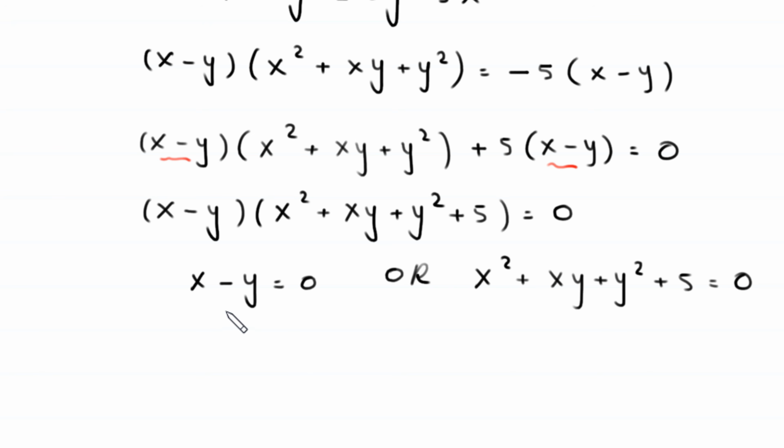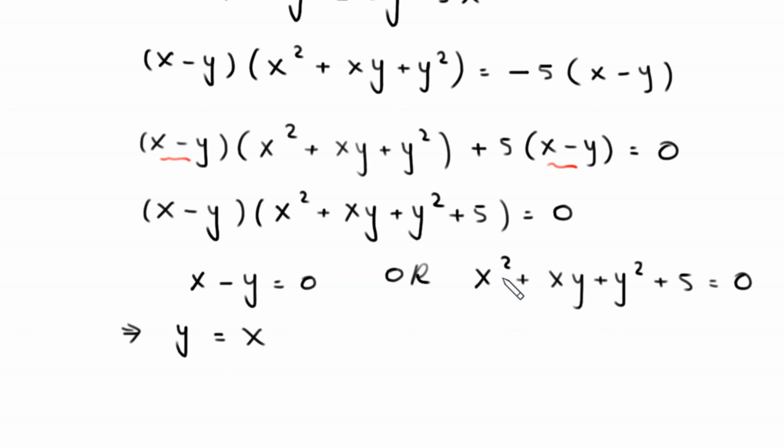From this equation, if we move this negative y to the right hand side, this implies that y is equal to x. And from this second case, we prove that this left hand side is always greater than 0. This cannot be equal to 0.